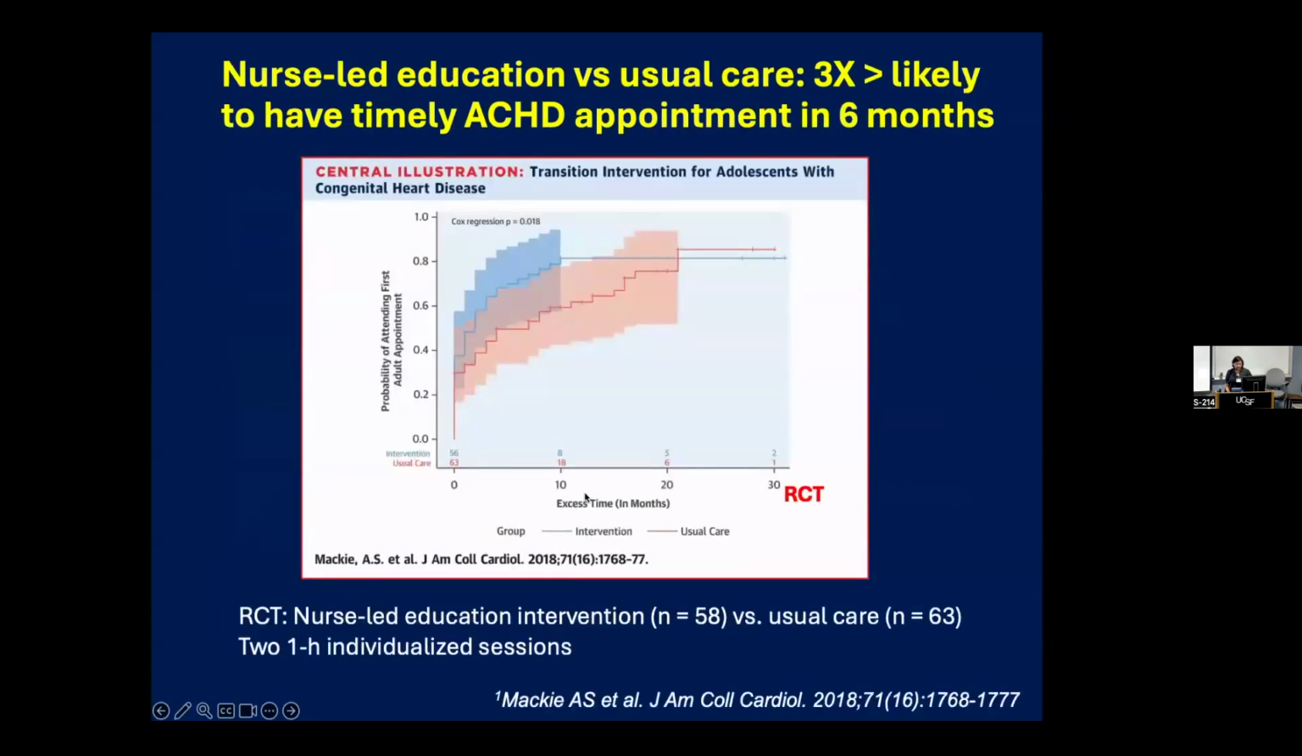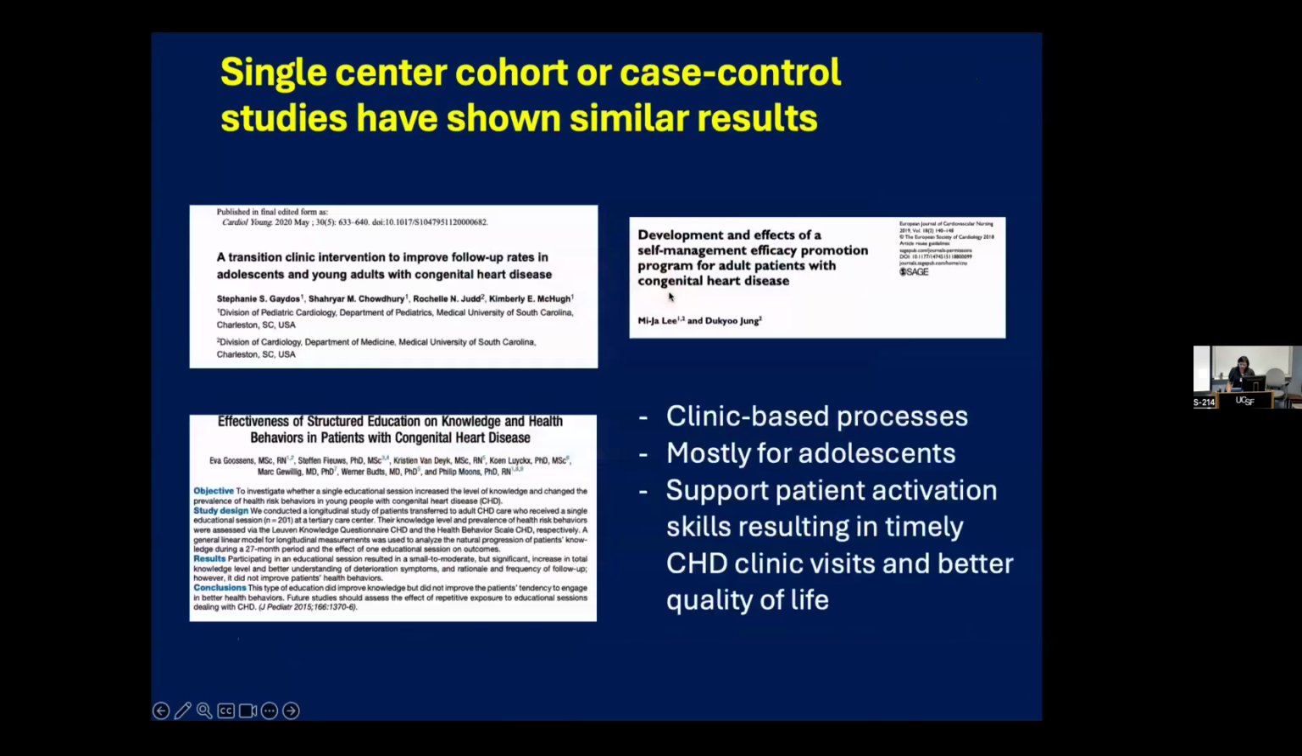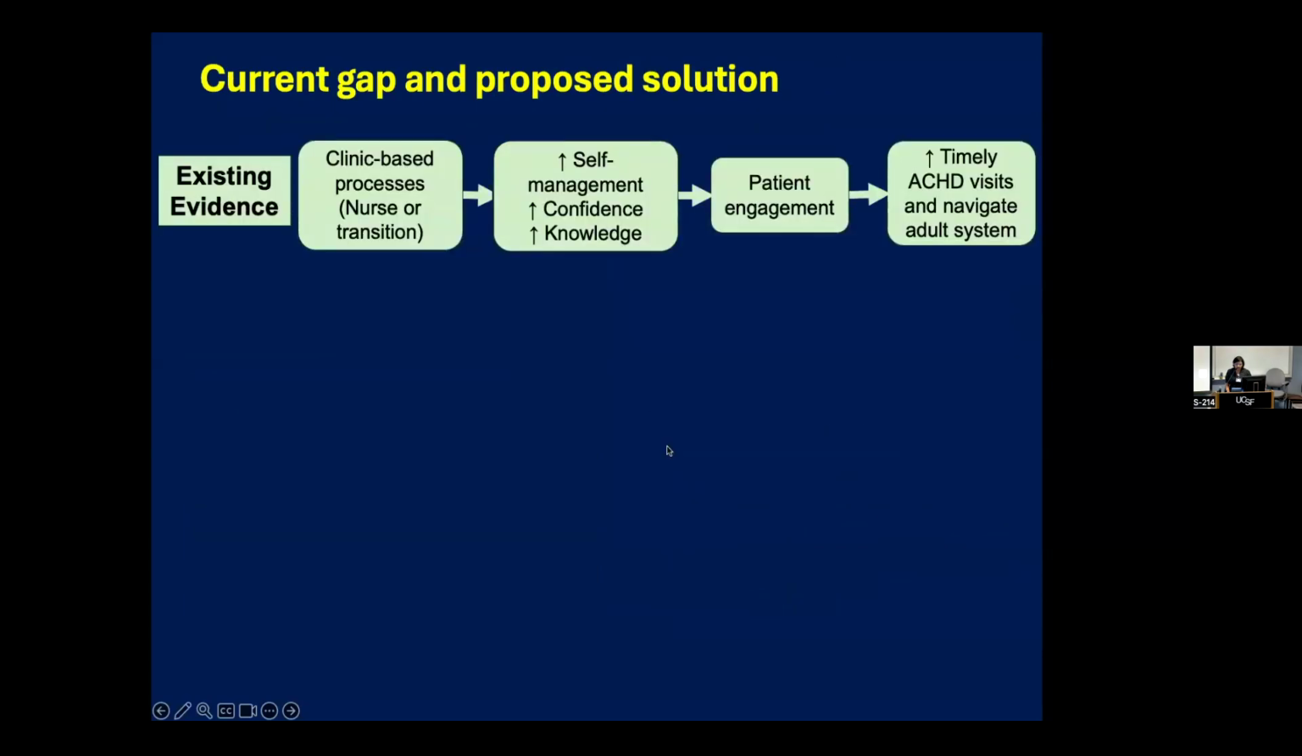A randomized controlled trial in Canada had demonstrated that a nurse-led education intervention, which included education about the CHD condition as well as self-management skills, results in 3 times more likely to have timely ACHD visits compared to usual care among adolescents who are transitioning into the adult healthcare system. There are some other single center or case control studies that have shown similar results. I think one of these is from a transition clinic in the US, the others are outside the US. So it is promising that these clinic-based interventions can foster patient engagement skills and timely ACHD visits.